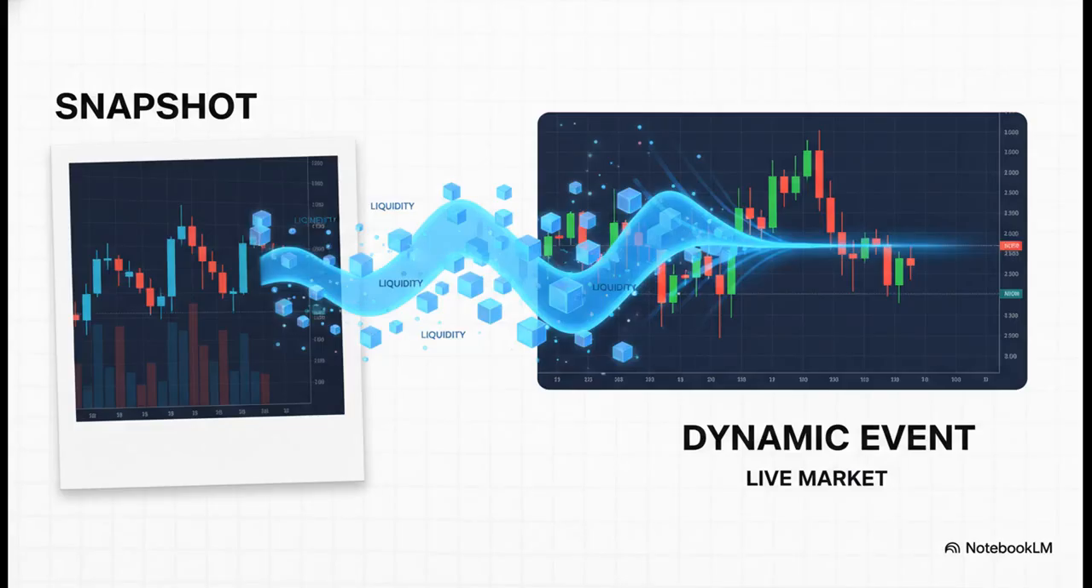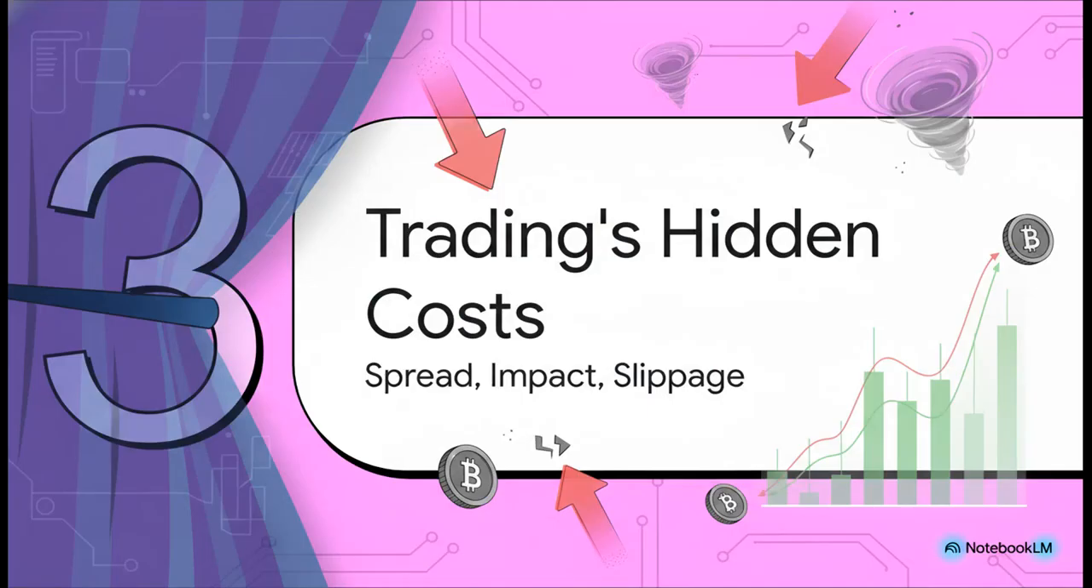And here's why that choice matters so much. The price you see on a chart, that's just a photograph. It's a snapshot of the last trade that happened. It's already history. Your order, though, is an event. It's a live thing that goes into the market and starts consuming orders from other people, and that action can literally change the price while your order is filling. Right, so your order is an event, and that event has consequences.